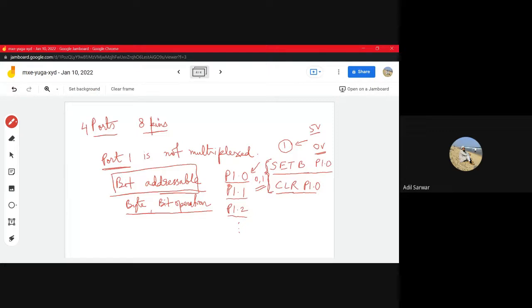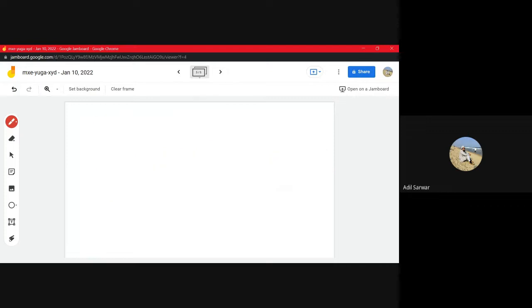Now let's look into some of the multiplexed pins of the ports. Some of the multiplexed pins we have already discussed: the port 0 pins, which carry the address bus and data bus. Now let's see port 3 pins. If I take P3.0, there is written RXD, and then P3.1 it is written TXD. So these two pins are used for serial communication.